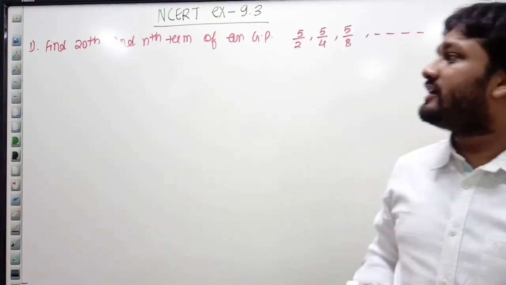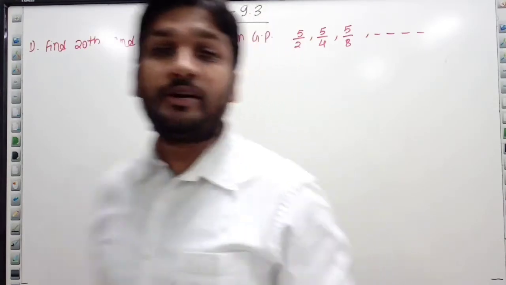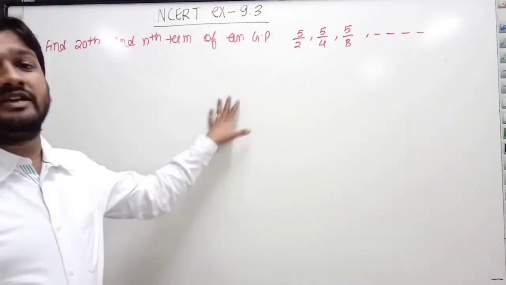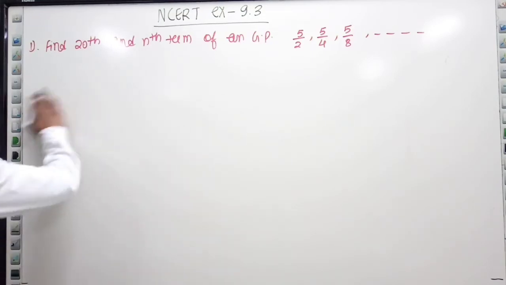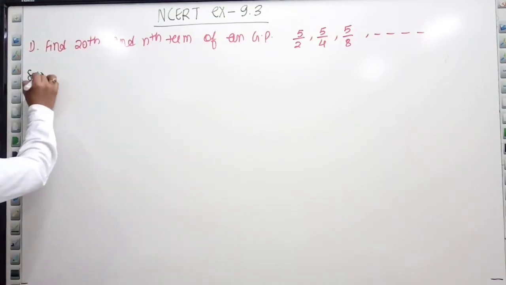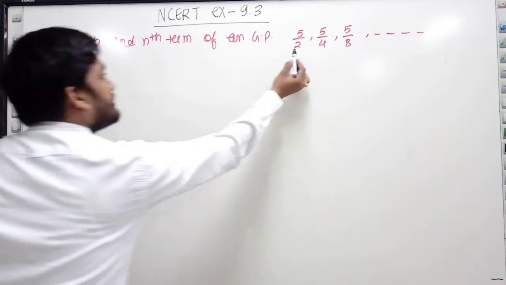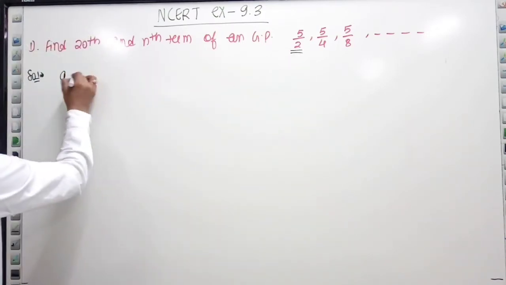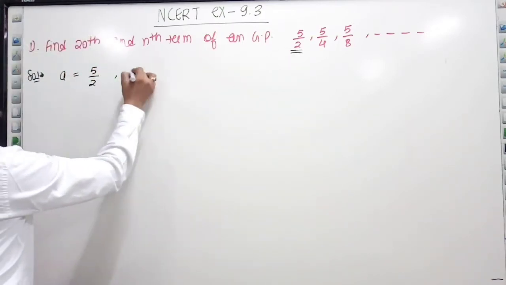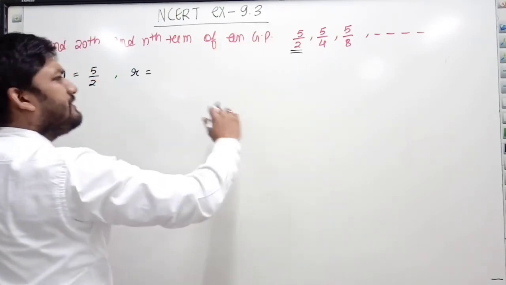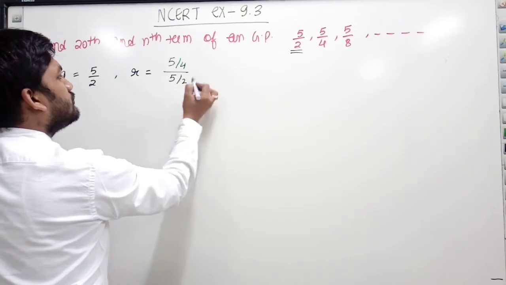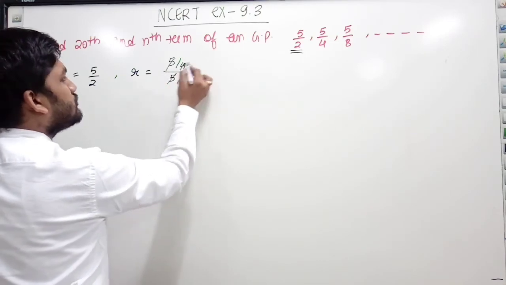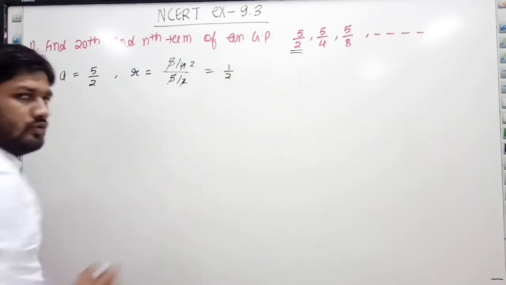Now the first question that I have: find the 20th term and nth term of a GP sequence that is given. In a GP, every time we will calculate the first term. The first term will be 5 by 2. The common ratio is any term divided by the previous term. I am dividing the second term by the first term. So what I am getting, 5 and 5 cancel, 2 to the 4, 1 by 2.